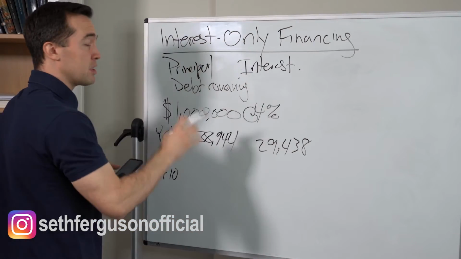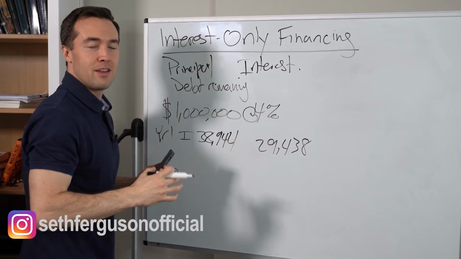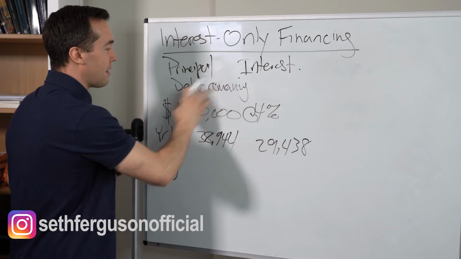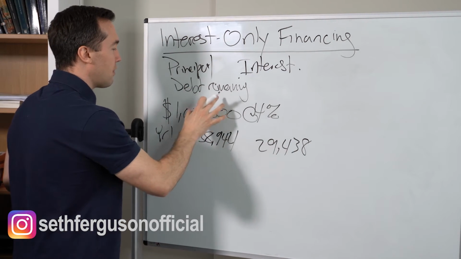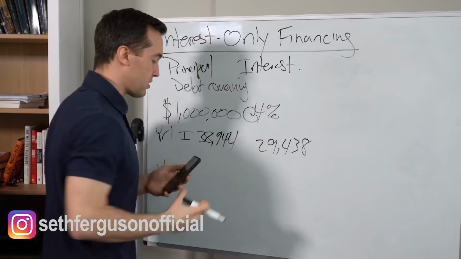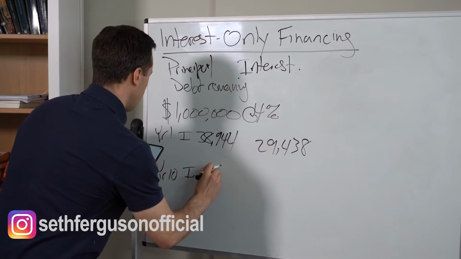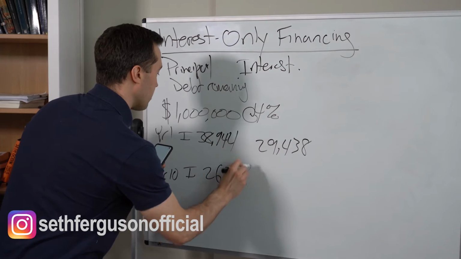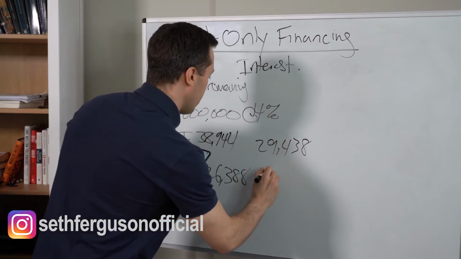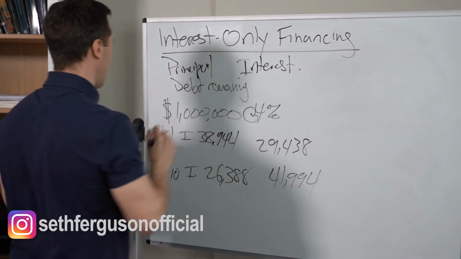Because with P&I payments, with principal and interest payments, we're not only paying interest to the lender, which is the fee we pay for the privilege of borrowing their money, but we're also paying down the remaining balance. What this means is over time, the amount remaining becomes less and less and less, so we pay less and less interest on it. When we get to year 10, the amount of interest we're paying now is $26,388 in interest, which is a whole lot less than the $38,000. And then our principal is $41,994 going towards paying down the remaining debt.